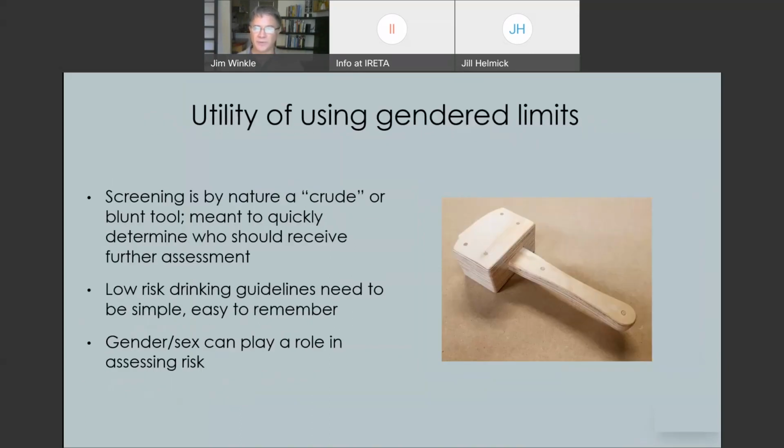I guess a response, perhaps, if you were to defend using the current guidelines, the current screening tools, is that yes, screening is by nature a crude or blunt tool. We don't have time in a clinic to go through all the factors associated with risky drinking. Screening by nature is a quick and easy way to identify someone who should get further assessment. There's a difference between assessment and screening. Screening is usually dichotomous, positive or negative. An assessment goes into the spectrum of what's going on. And of course, like we said, lower drinking guidelines to be effective probably should be pretty simple and easy to remember. And to be honest, the authors of the previous paper acknowledge that gender and sex can play a role in assessing risk, but what they object to is using it so crudely on a screening tool.